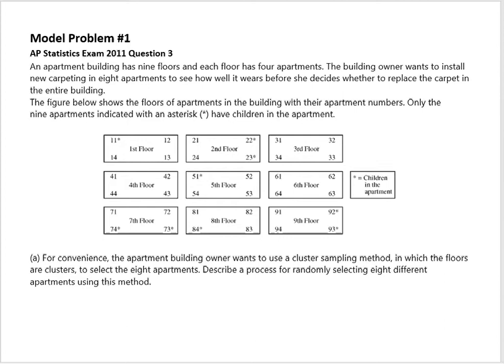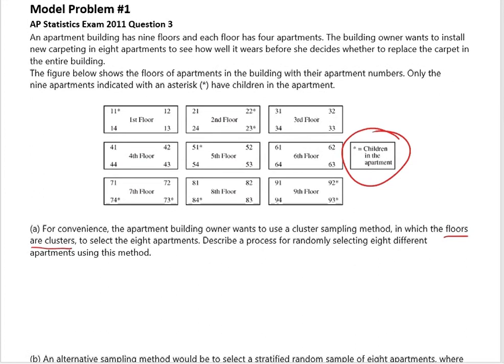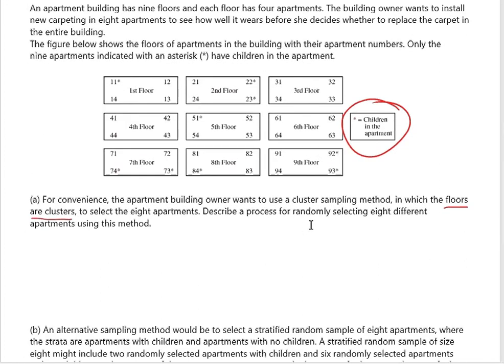Only the 9 apartments indicated with an asterisk have children in the apartment, and it's important to note that they have that for you right there. For convenience, the apartment building owner wants to use a cluster sampling method in which the floors are clusters. So you want to be careful here and make sure that you're following what they say and actually do the clusters the way they tell you to select 8 apartments. Describe the process for randomly selecting 8 different apartments using this method.